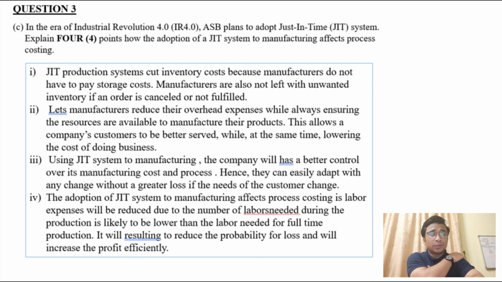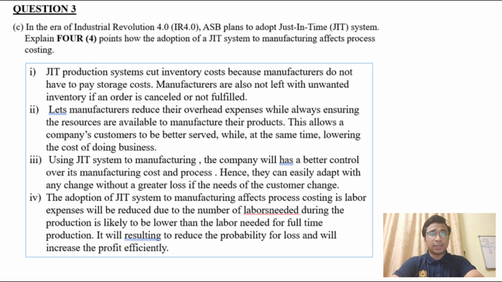First, a JIT production system cuts inventory costs. Because manufacturers do not have to pay storage costs, they are also not left with unwanted inventory if an order is cancelled or not fulfilled. Second, it lets manufacturers reduce their overhead expense while always ensuring the resources are available to manufacture their products. This allows a company's customers to be better served while at the same time lowering the cost of doing business.